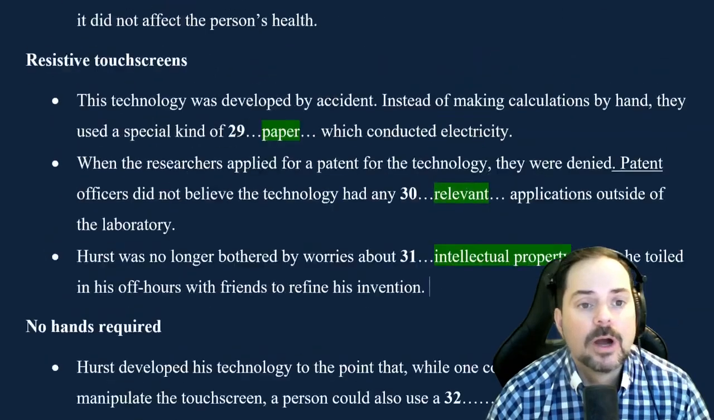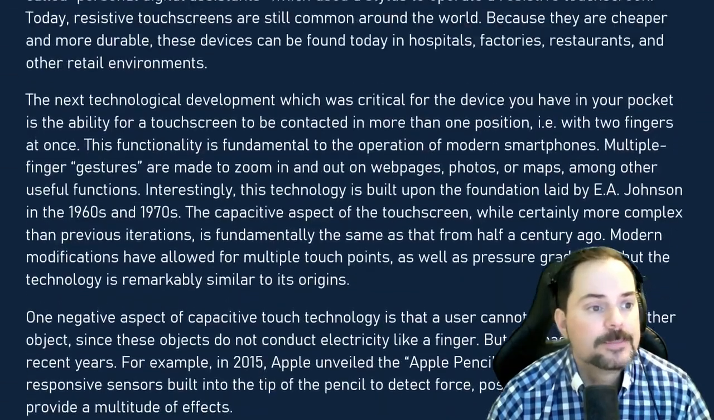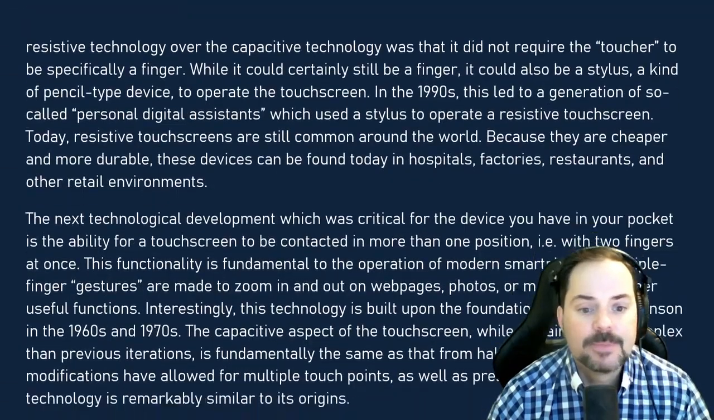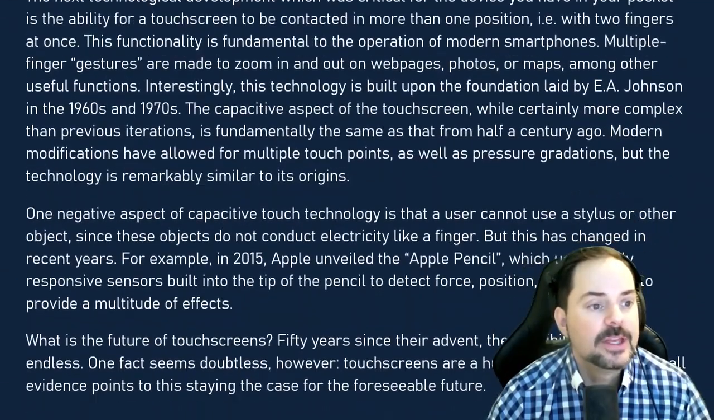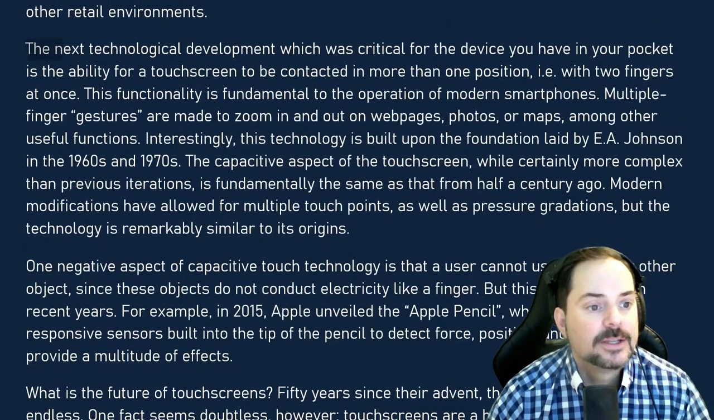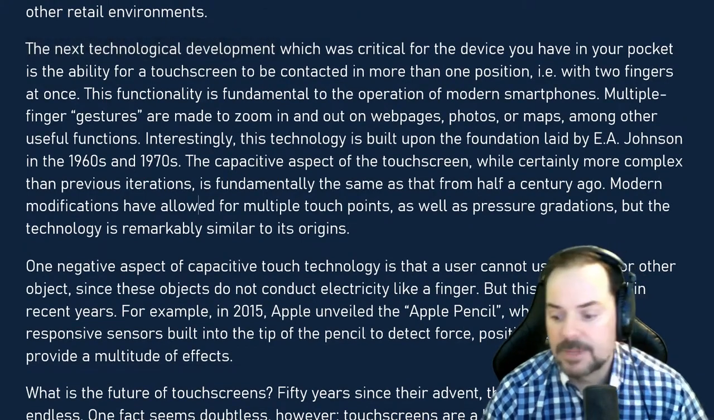Okay, here we go. So Domenico, let's get to the next paragraph here. I believe we are here. Yes, the next technological development. So go from there.